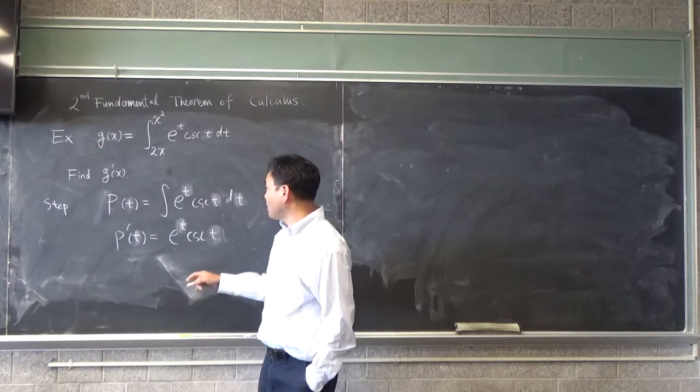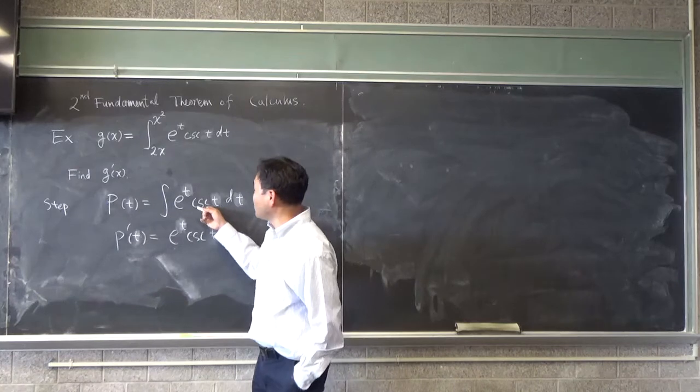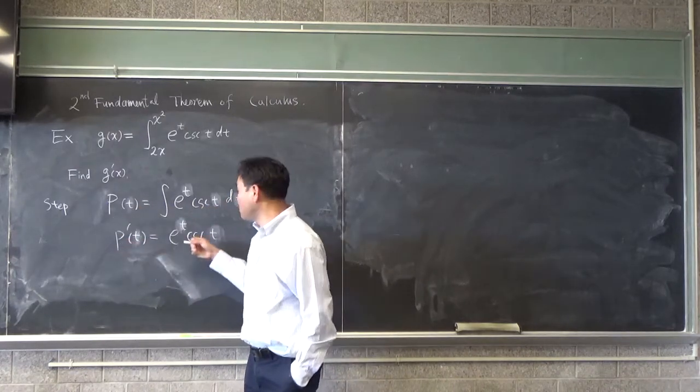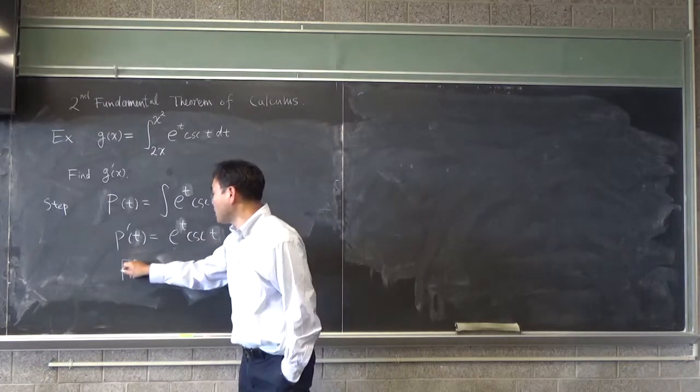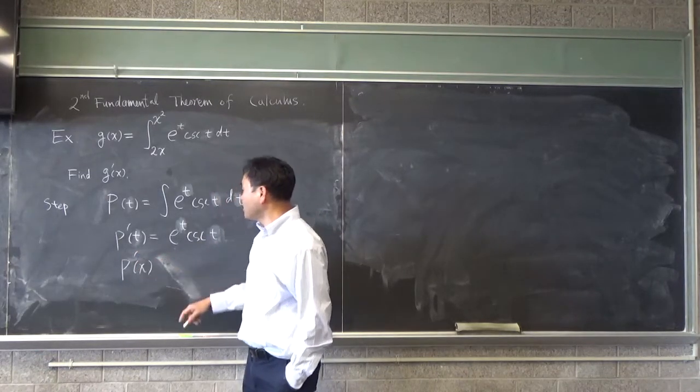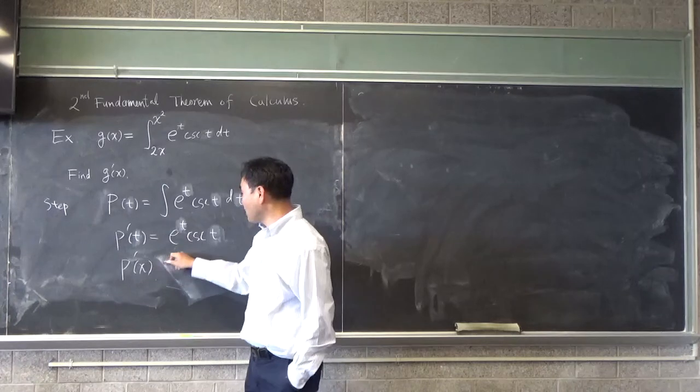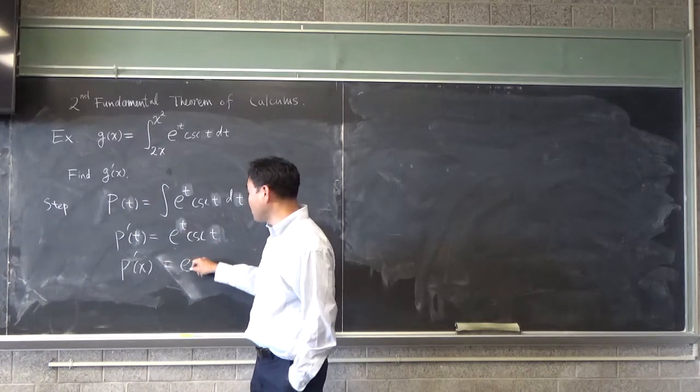But if the integral of this is p of t, then p prime of t should be what you integrated, right? But then if you ask what p prime of x is, then you're replacing t by x. So everything on the right side you should be replacing by x.